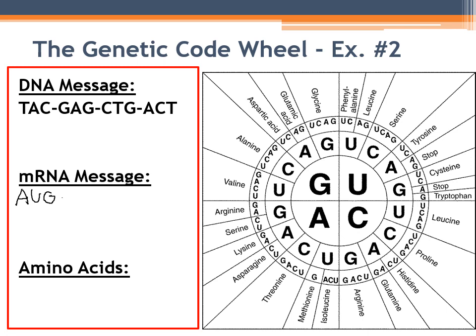GAG will be C, U, C. I'm going to jump down here to the bottom. CTG, just to have space, is G, A, oh, that was an awful A, GAC. And then ACT would be UGA. All right.